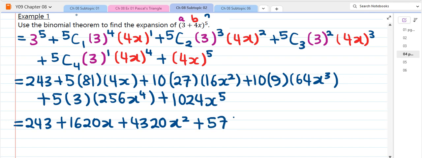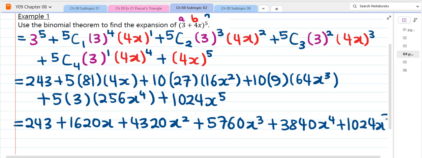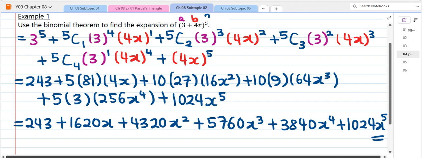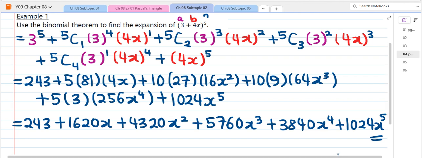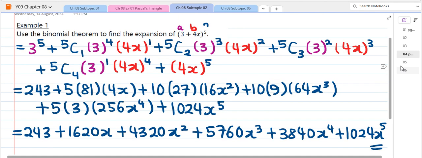Here, this one is for x cubed, and for the x to the power of 4, this is the coefficient, and last but not least, 1024x to the power of 5. So this is the final answer after you expand 3 plus 4x, everything to the power of 5. Let's move on to the next example.